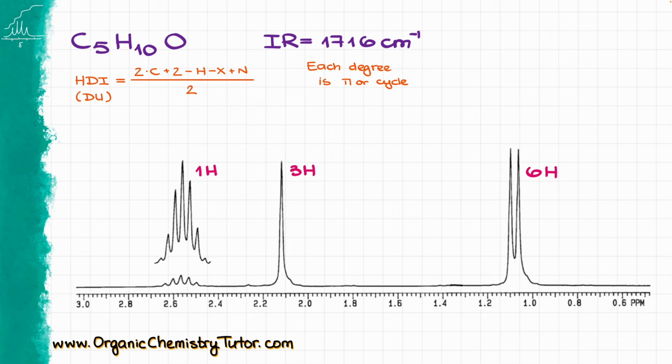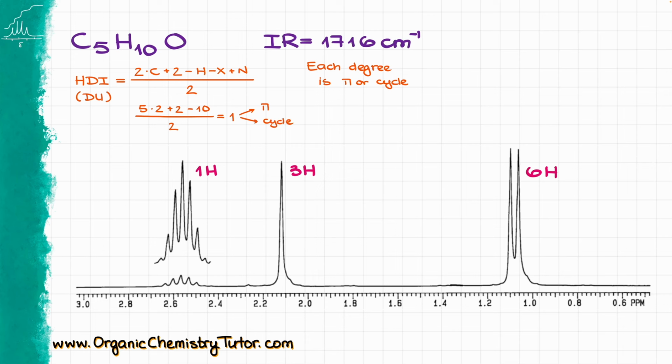So in our case here, we have 5 carbons, so that is going to be 5 multiplied by 2 plus 2 minus 10 hydrogens. We have 1 oxygen that we are going to ignore, and we are going to divide that by 2, which is going to give me the hydrogen deficiency index, or degree of unsaturation, of 1 here, which means that I am either going to be expecting a pi bond from this molecule, or I'm going to be expecting a cycle of some sort.